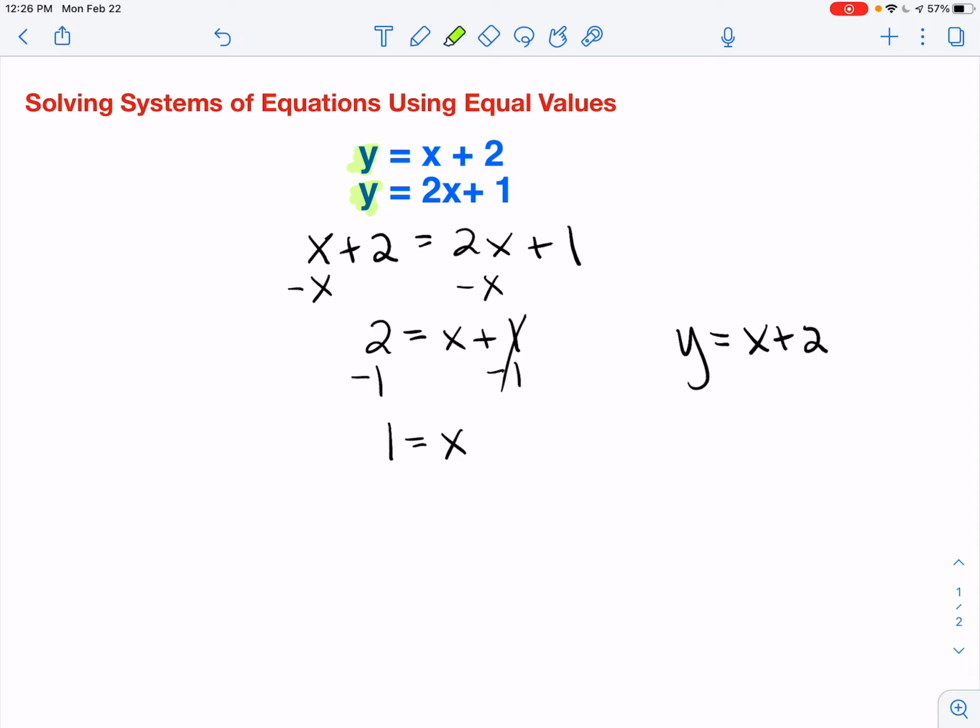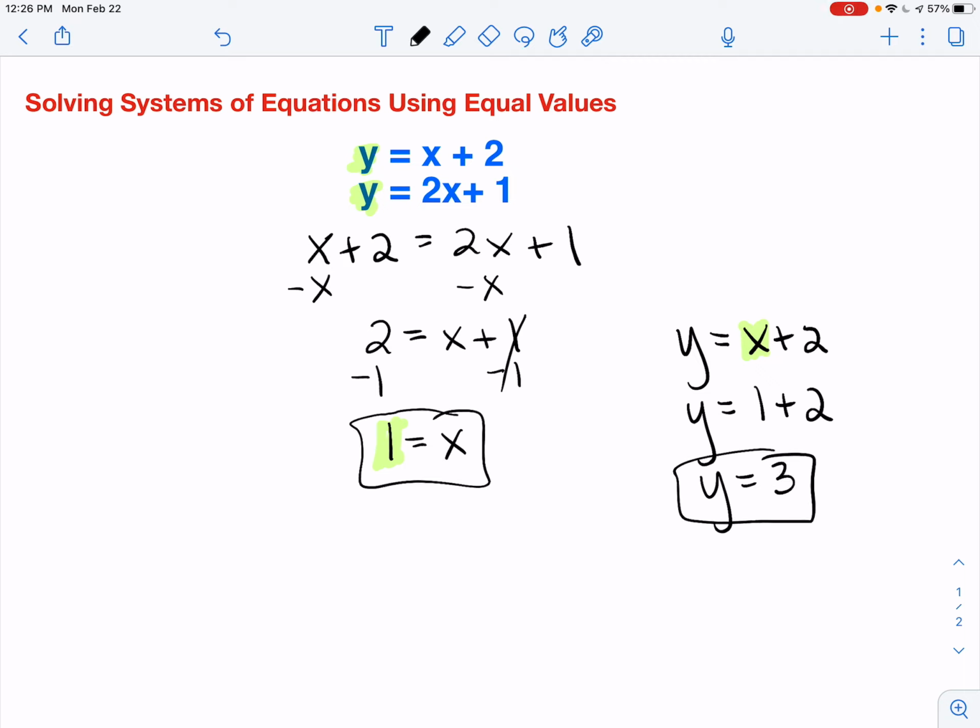And what I'm going to do is take this 1 that I just solved for, and since it's equal to x, I'm going to substitute it into that equation where x was. So y equals, instead of x, I'm going to have 1 plus 2. 1 plus 2 equals 3. So now I have my x value, I have my y value, and I'm going to put them together to make an ordered pair. So my ordered pair is going to be my x is 1, my y is 3. And there's the solution to that system of equations.